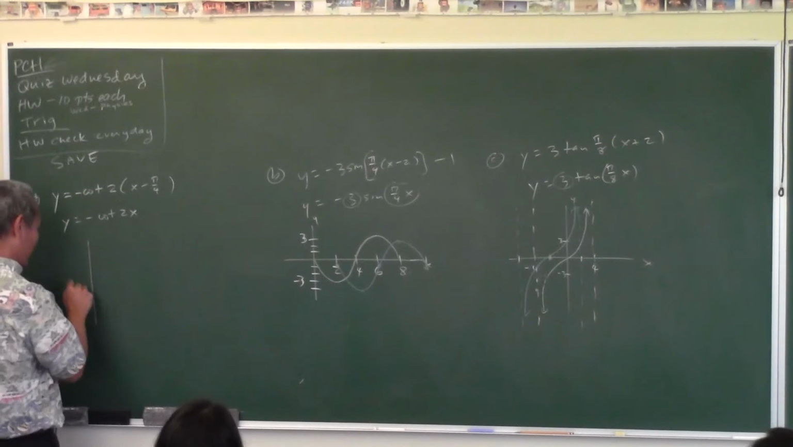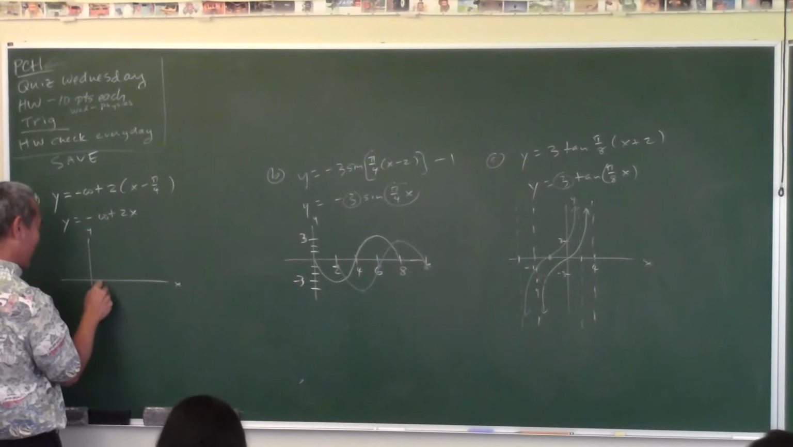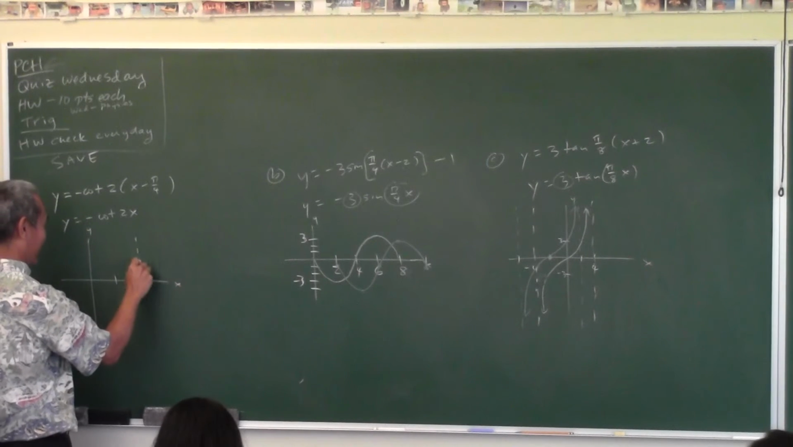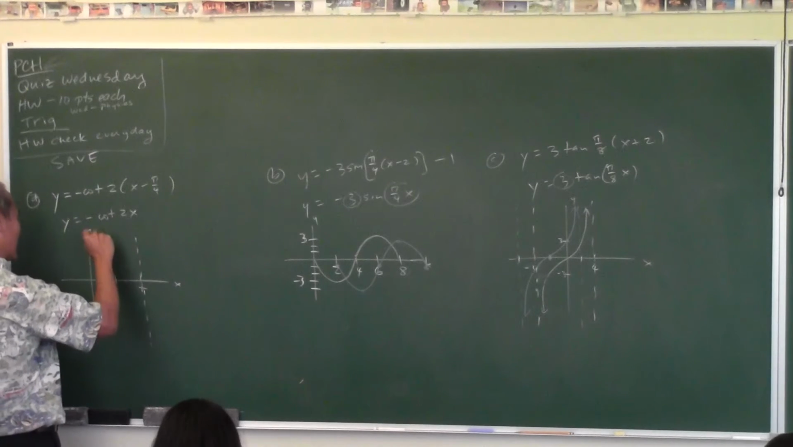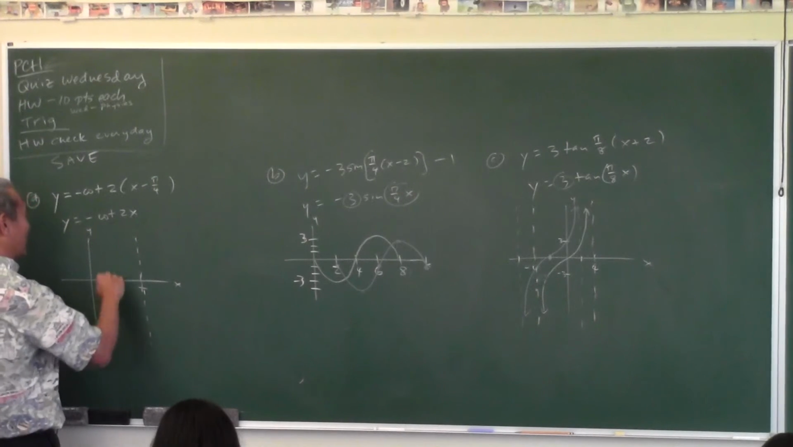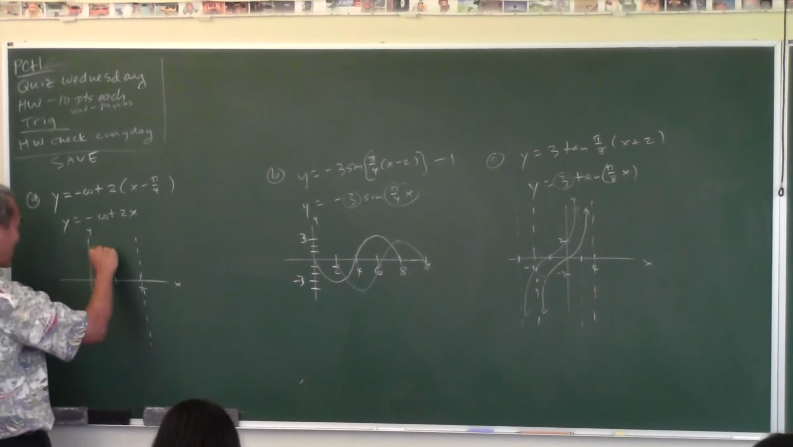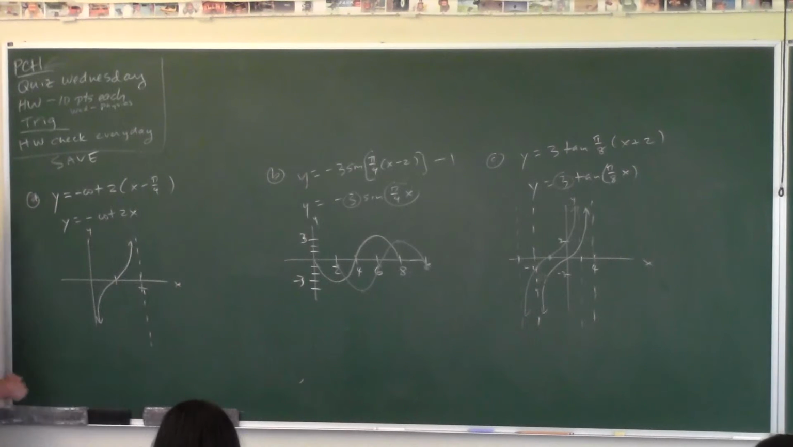Okay, so cotangent. What are the consecutive asymptotes for cotangent? 0 and pi. And then does cotangent go up or does it come down? It comes down, but that negative sign means you reflect it over the x-axis. So instead of coming down, it's actually going to go up now because of the minus sign.